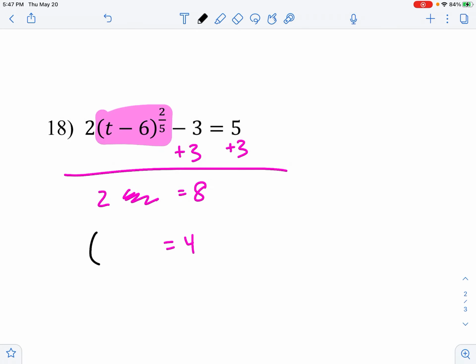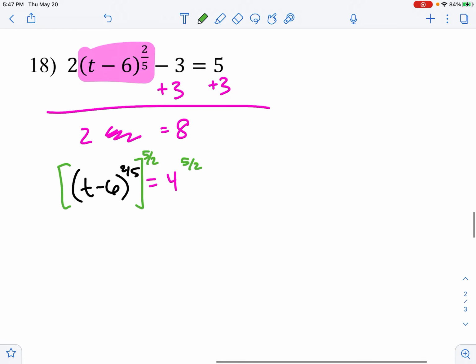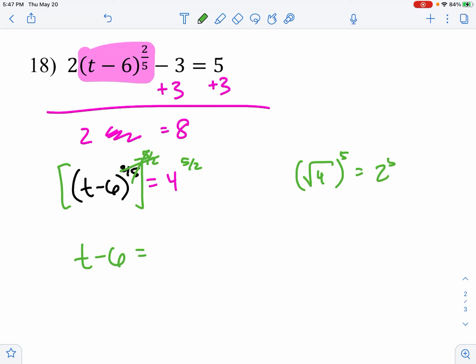Well, it was t minus 6 to the 2/5. Okay, I know how to solve that. I'm going to undo this by raising both sides to the 5/2. I am taking the square root in a roundabout way, so I do need to make sure I do plus or minus. Over on this side, those cancel out. I'm left with t minus 6. On the right-hand side, let's see. I have the square root of 4 all to the 5th power. That's going to be 2 to the 5th. That is 32. So my answer is plus or minus 32.